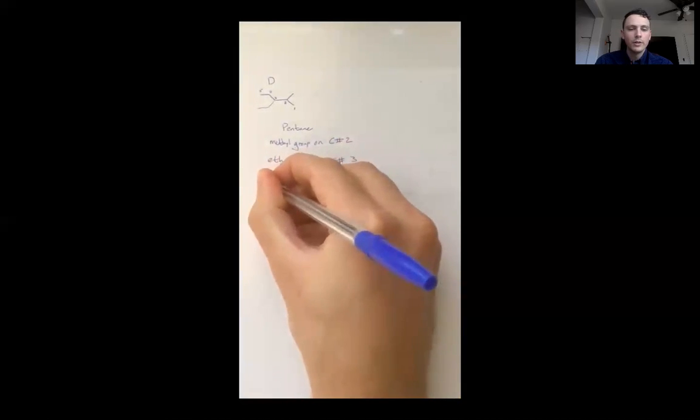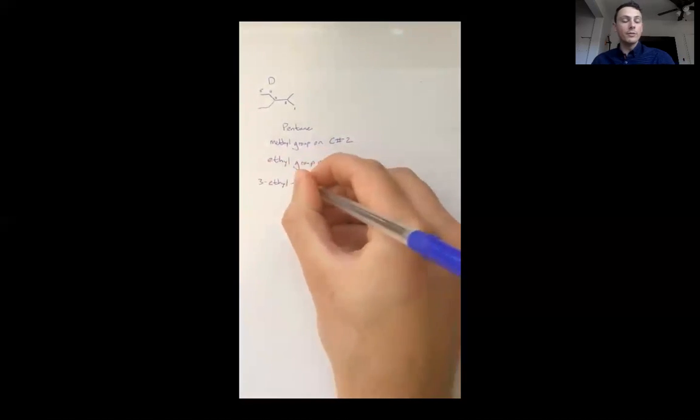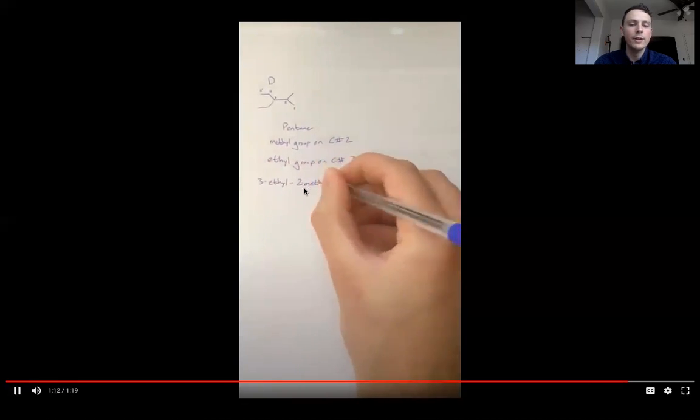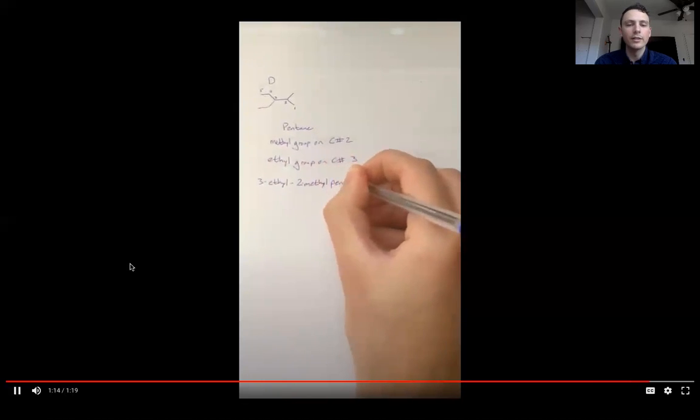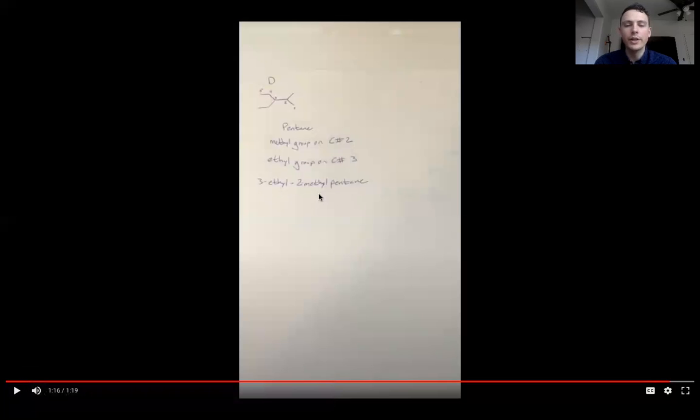So we would write 3-ethyl. Remember, we put ethyl before methyl because we've ordered them in alphabetical order, and E comes before M. So 3-ethyl, 2-methyl, and then our longest chain, which is pentane. So this would be our name for this molecule: 3-ethyl-2-methylpentane, meaning that we have a 5-carbon chain with a 1-carbon group coming off of carbon number 2 and a 2-carbon group coming off of carbon number 3.